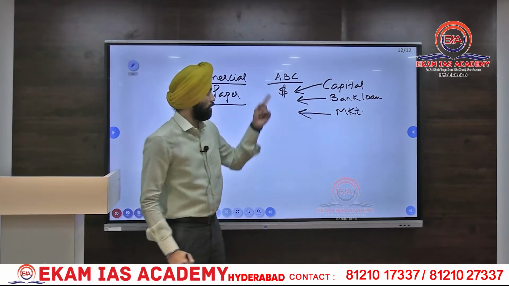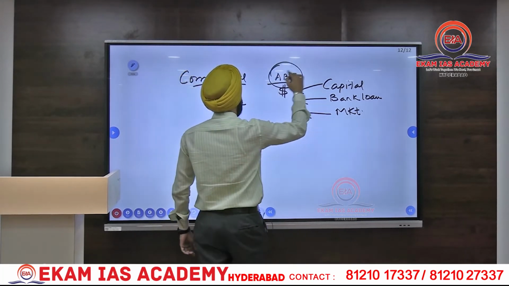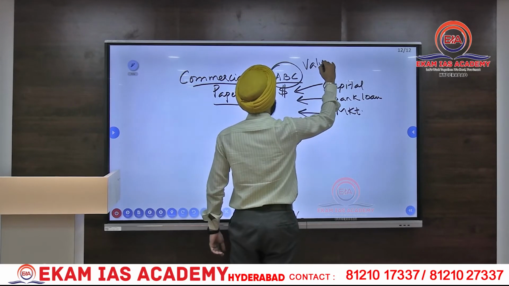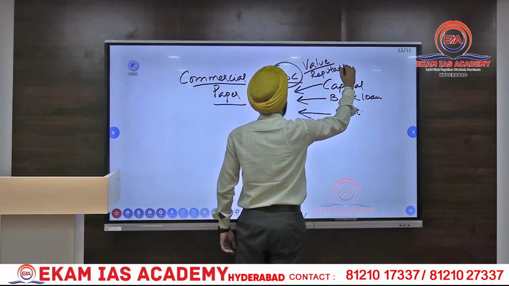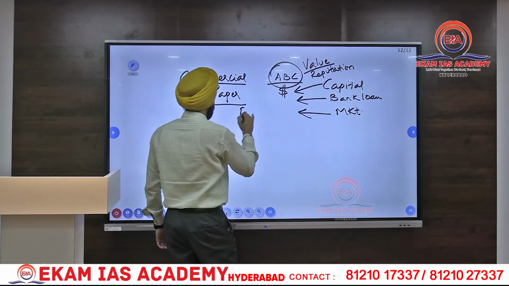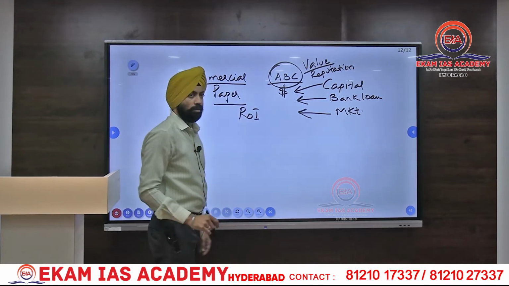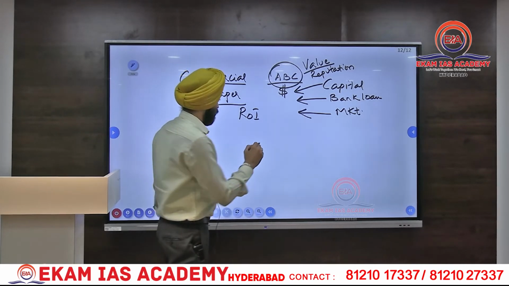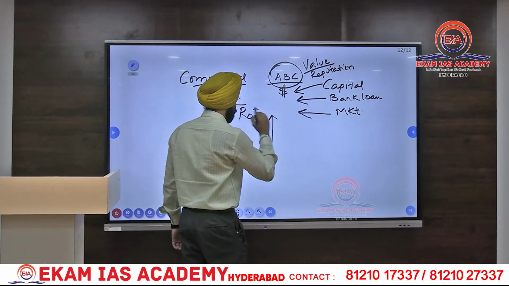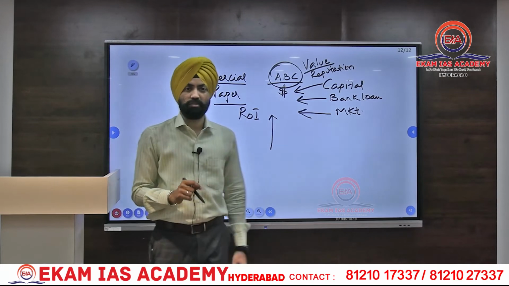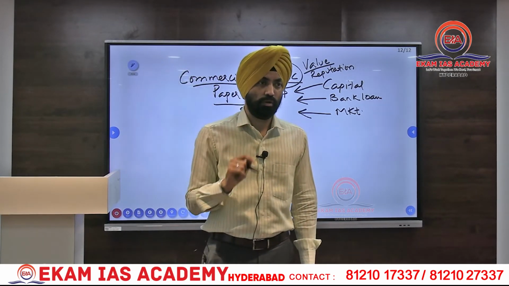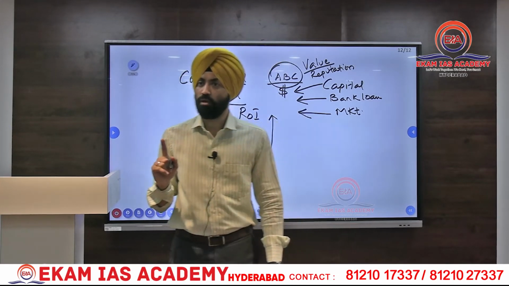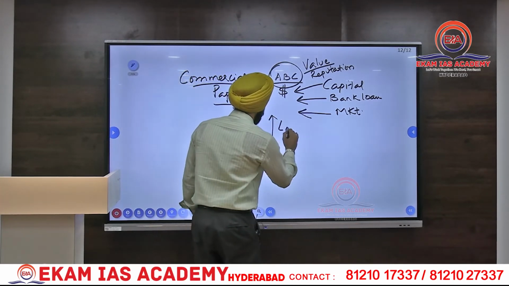Depending upon the value and the reputation of this company in the market, the commercial paper's rate of interest is determined. Now tell me, if the reputation is very good, will the rate of interest that the company promises to pay be higher or lower? It will be lower.